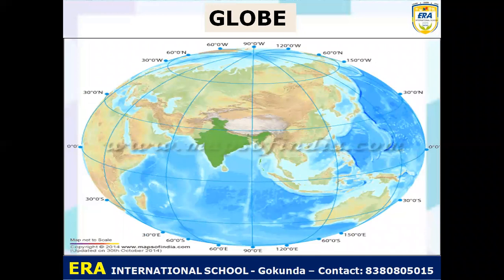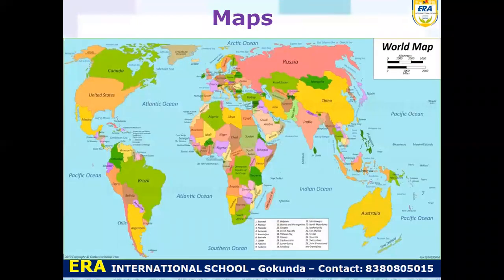So this is the globe. We can see that it is round. In it we can see the different types of regions, that is land and ocean, and boundaries of the countries. Second is the map. You know that a map is the thing through which we can get an idea about the area and the boundaries of the different continents as well as countries.